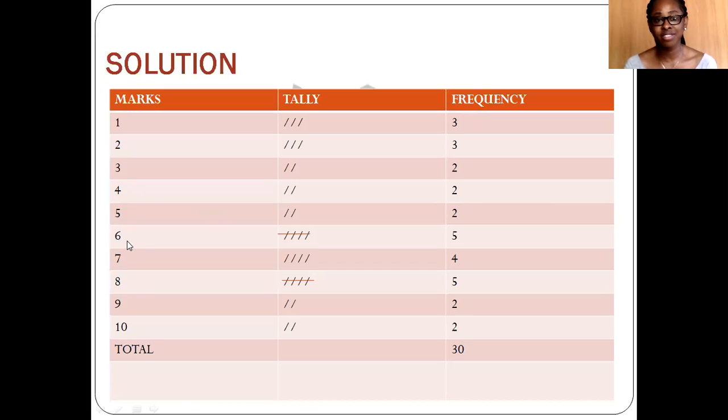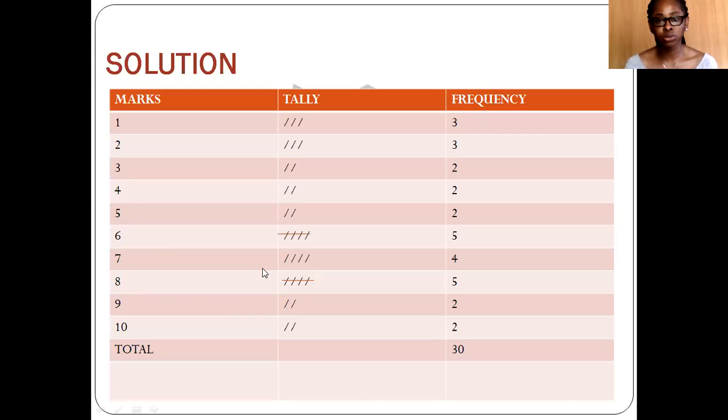So you go to the frequency table again. This is our 6, and 5 students scored 6 marks. In our tally, when we've gotten 4 strokes, the 5th one will cross the 4 strokes. Then we'll go to the frequency and put 5. So 7, we have 4 students who scored 7 marks. Let's count it together. 1, 2, 3, 4. So you can see that 4 students scored 7 marks.